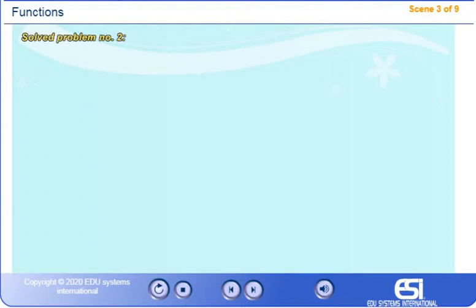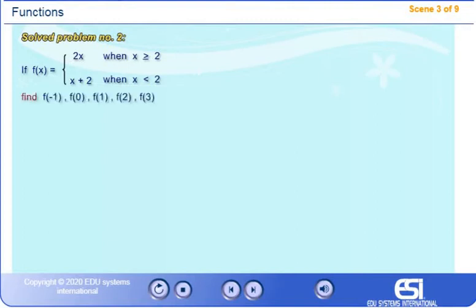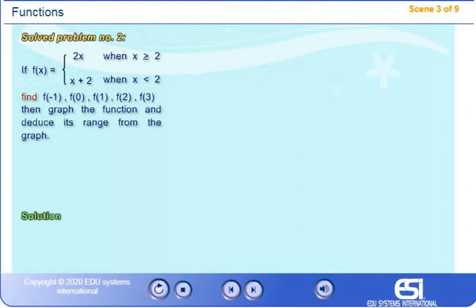Solved problem number 2. If f of x equals twice x, when x is greater than or equal to 2, and f of x equals x plus 2, if x is less than 2, find f of negative 1, f of 0, f of 1, f of 2, and f of 3. Then, graph the function. Solution.